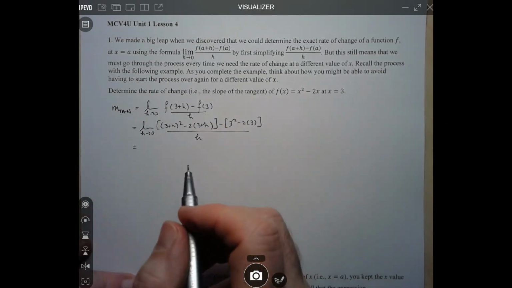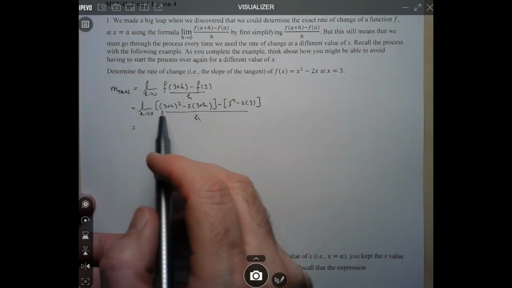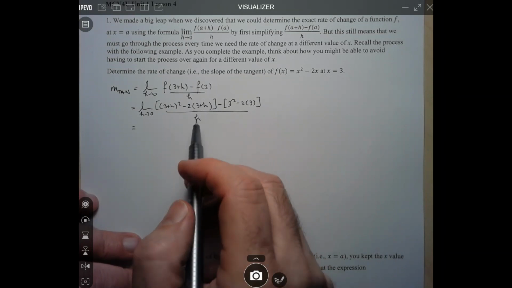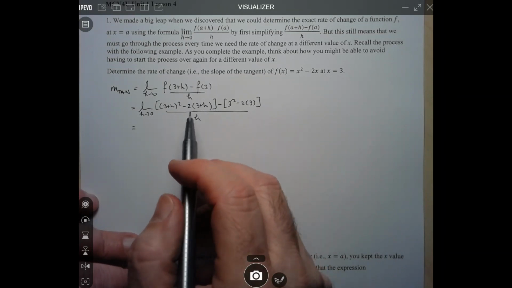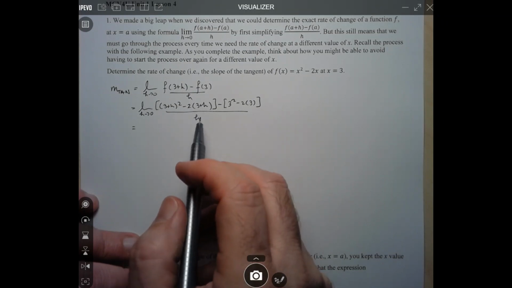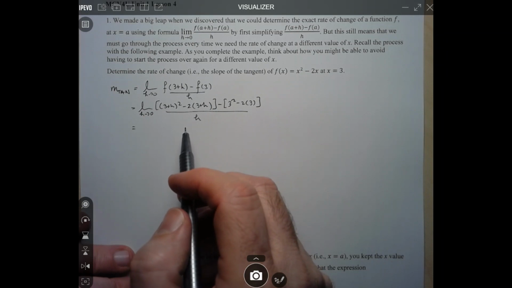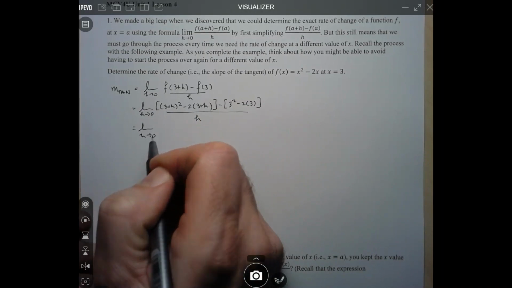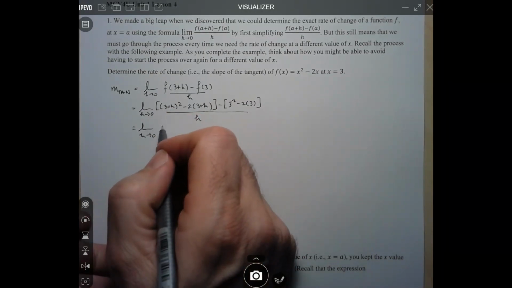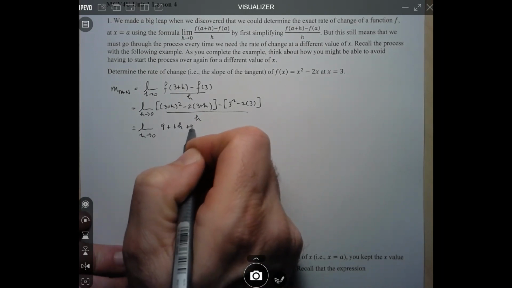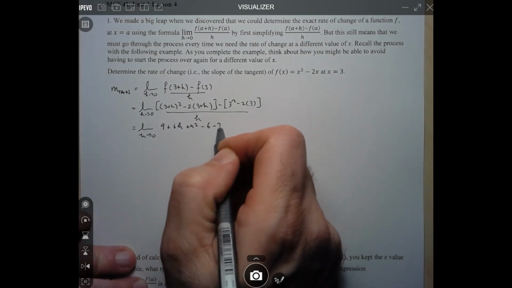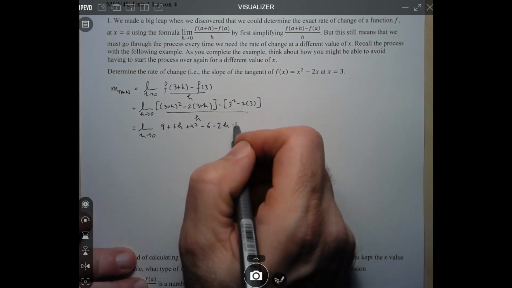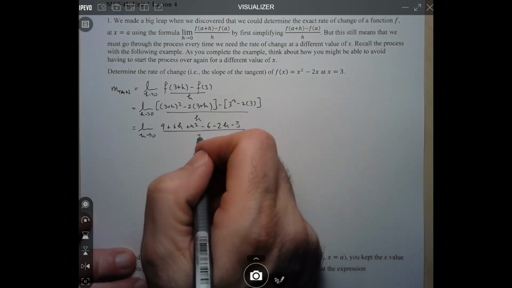Remember, at this point, I can't just stick h equals 0 into this expression. There's something that's giving us difficulty, this h in the denominator. We know this expression doesn't exist at h equals 0, but there might still be a limit. So the next step is to do some algebra and multiply all this out. What do we have? We have 9 plus 6h plus h squared minus 6 minus 2h, and this 9 minus 6 is 3, so minus 3, all over h.